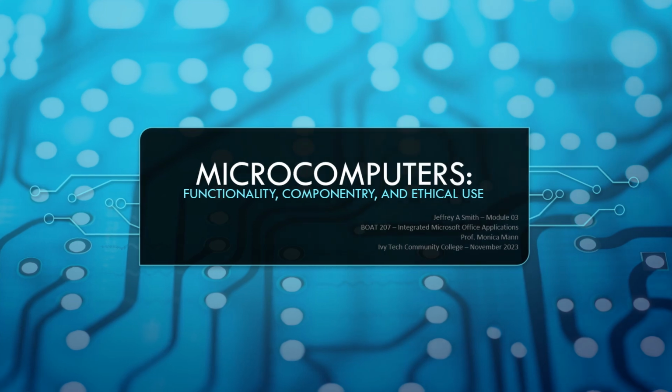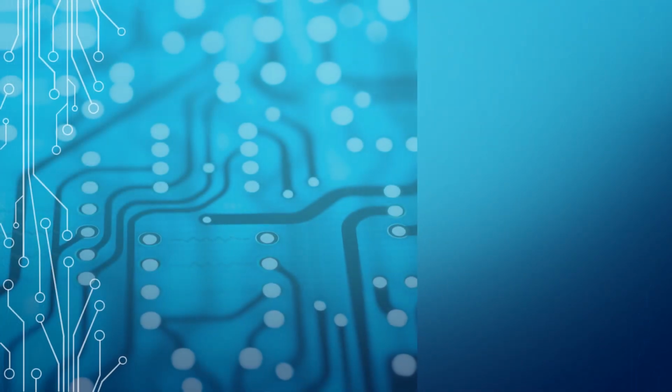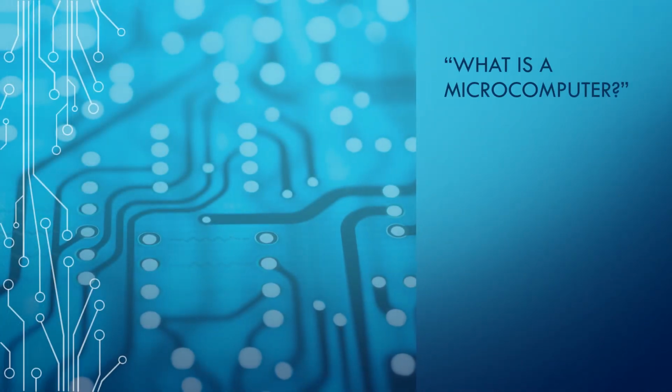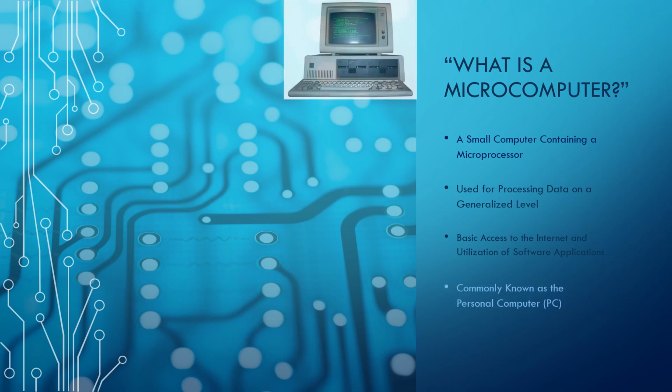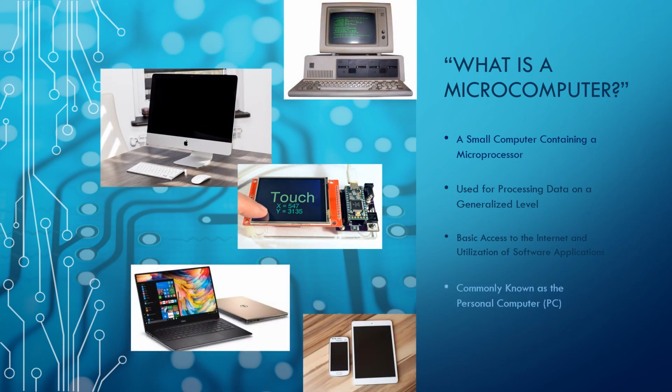So what is a microcomputer? Well, it's a relatively small computer, at least these days. It has a microprocessor for interpreting information. It's used for data processing on a generalized level for personal use, maybe for corporate use. It gives you basic internet access. It has various software applications such as, let's say, PowerPoint, Microsoft Word. And essentially, it is any personal computer that you can think of. We call them PCs.